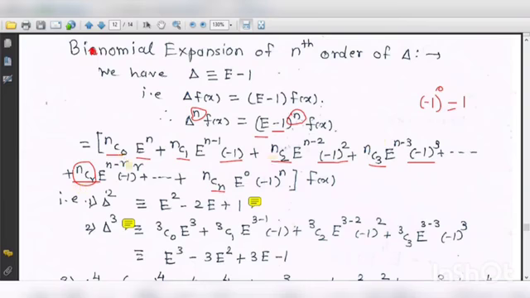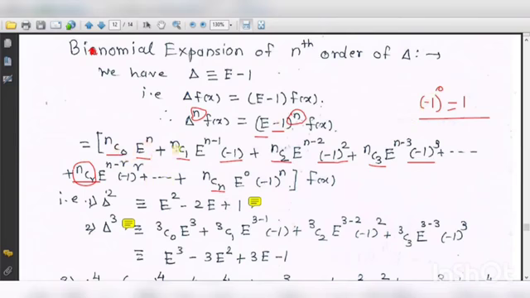If you see the first term, nC0, then n minus 0 is n, which is the power of E. Then minus 1 raised to 0, which is 1. For the sake of convenience, let us say for a while that this 0 is a suffix. It is not actually a suffix, but suppose it is. Then the power is minus 1 raised to 0.